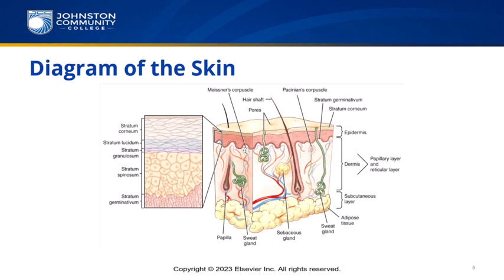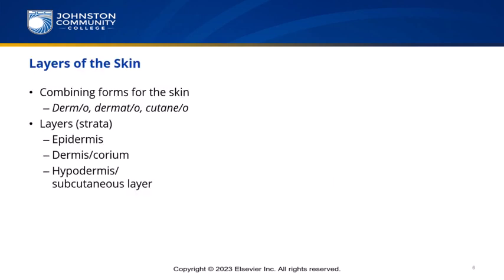Here's an image of the diagram of the skin that you can also find in your textbook. Pay attention to our epidermis, dermis, and subcutaneous layers, as well as all the accessories within the skin layer, such as the sweat gland and the sebaceous glands. And notice how the sebaceous gland is joined in with the hair shaft. We also have pores.